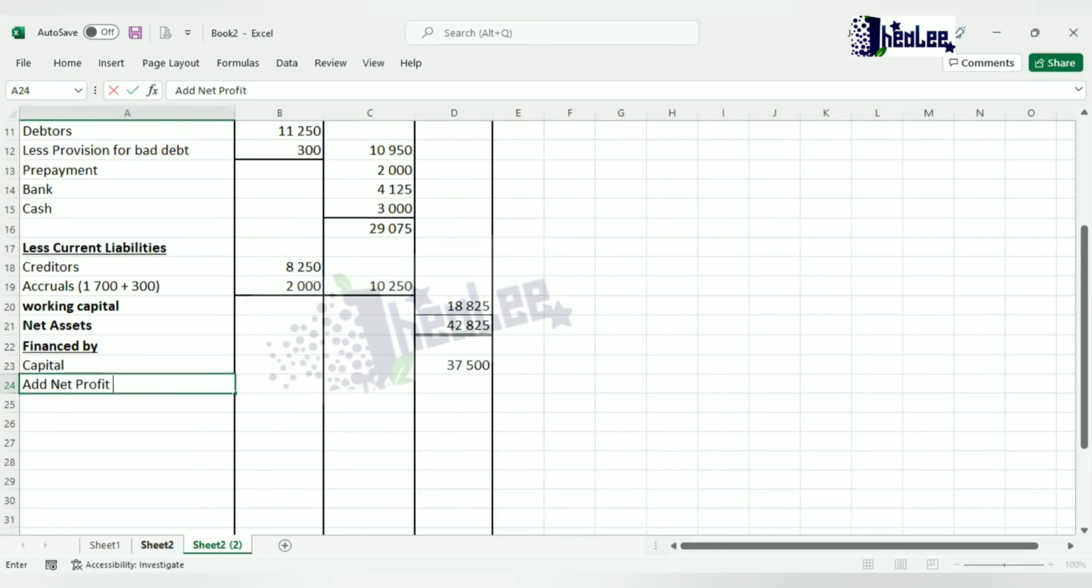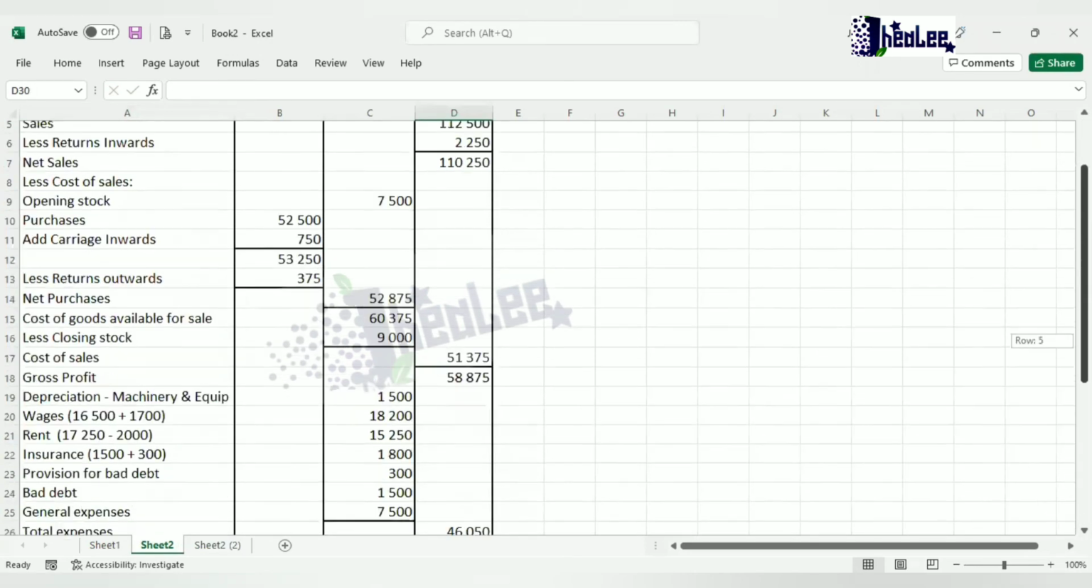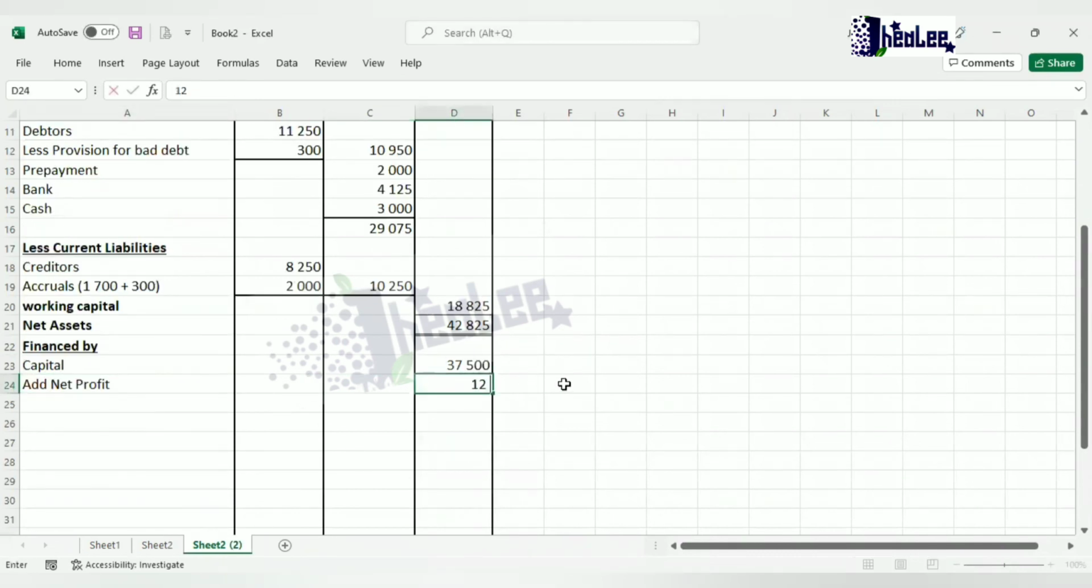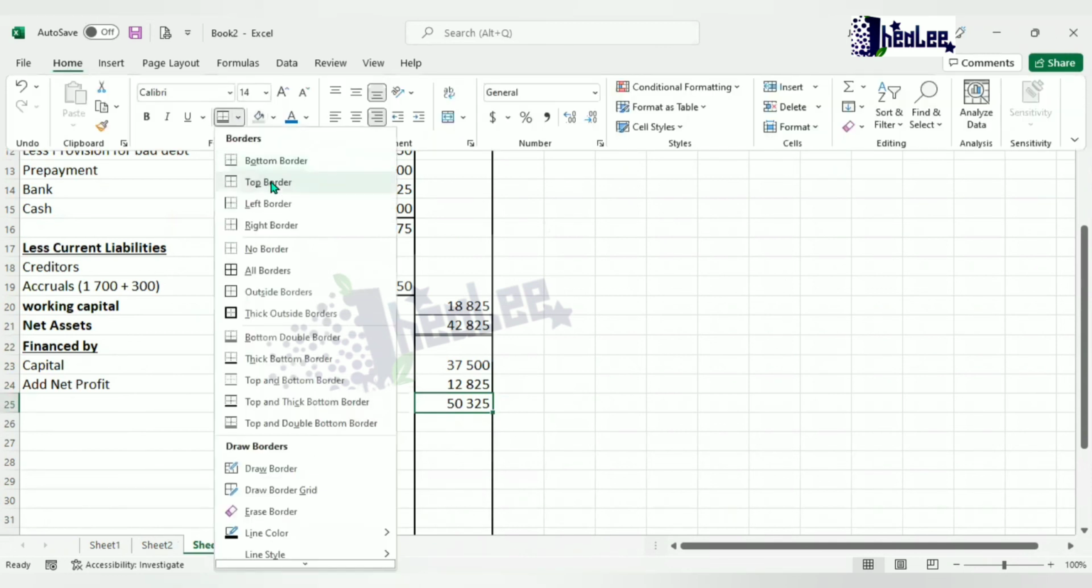We pick up our net profit from the trading profit and loss account that was prepared earlier, and that is the 12,825. So remember, this is a figure that you're using in the balance sheet as your net profit, which is usually calculated in the income statement, which is your trading and profit and loss account. Let's enter that figure. So net profit is 12,825. If that figure is incorrect, definitely you'll be posting the incorrect figure right here, and then your balance sheet will not be balanced. So having entered the net profit, we need to know the total, and our total is 50,325.